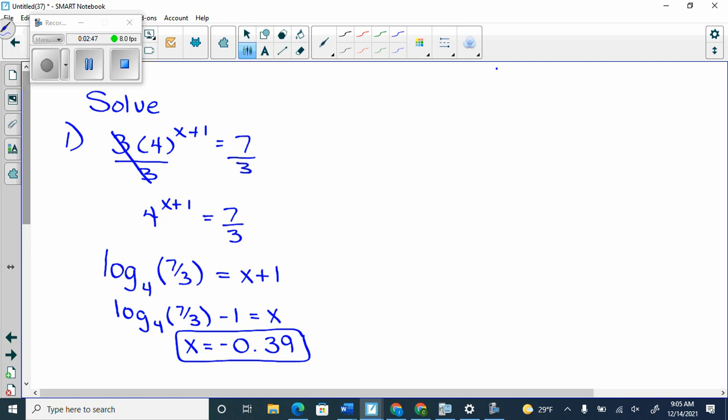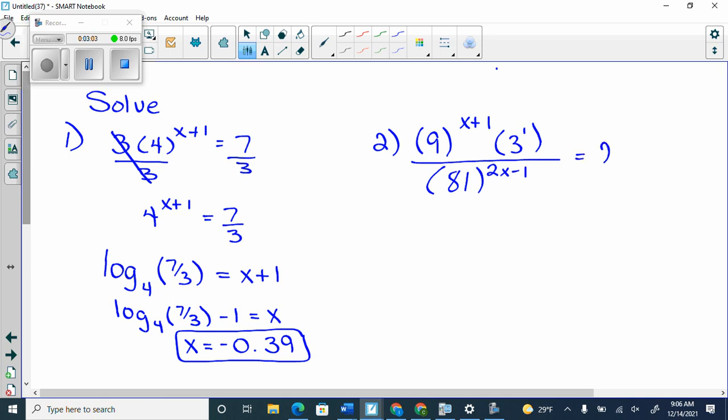Okay, 2. I have 9 to the x plus 1 times 3, and then I'm going to put that to the 1, always when 1's sitting by itself. And then 81 to the 2x minus 1 equals 27 to the 2x plus 1. It's a solving exponential. And honestly, if I see this, I'm praying that I can do common base, because if I have to log base 10 both sides, that's going to really suck.